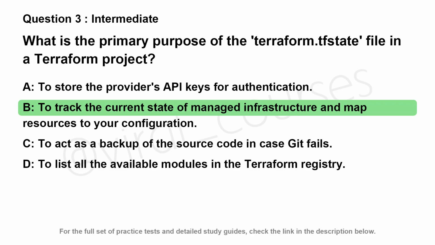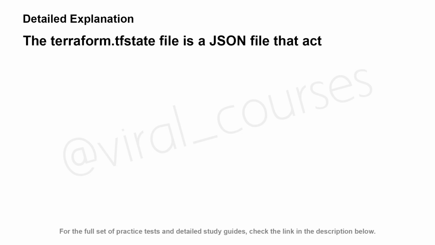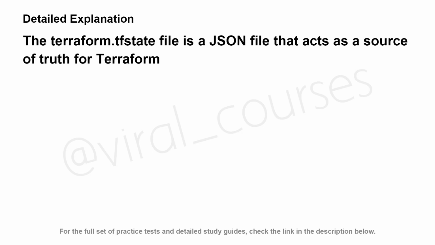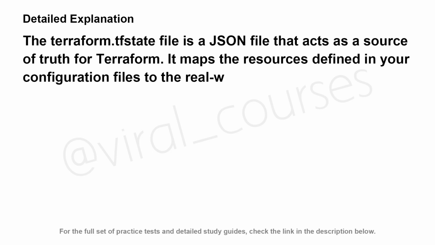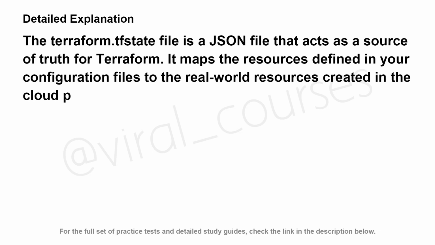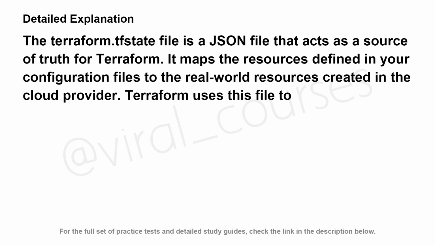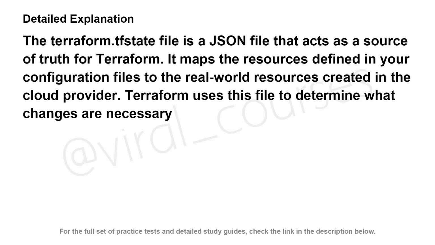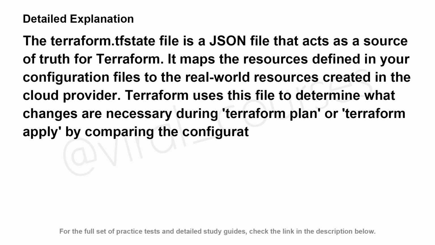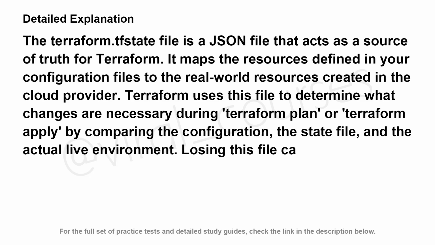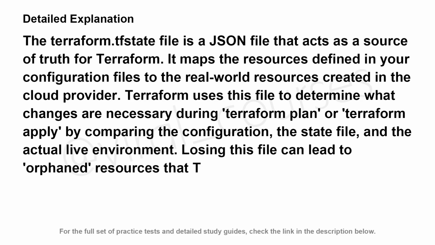The correct answer is B. The Terraform TF state file is a JSON file that acts as a source of truth for Terraform. It maps the resources defined in your configuration files to the real-world resources created in the cloud provider. Terraform uses this file to determine what changes are necessary during terraform plan or terraform apply by comparing the configuration, the state file, and the actual live environment. Losing this file can lead to orphaned resources that Terraform no longer manages.